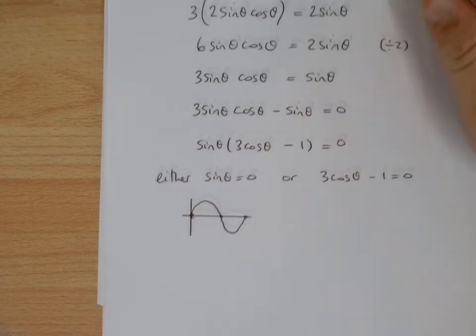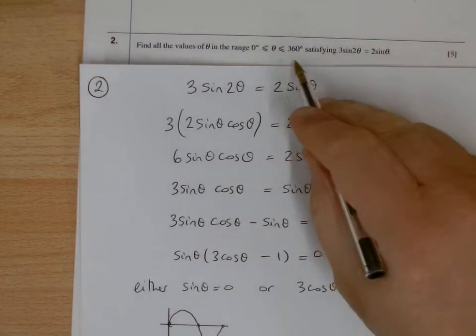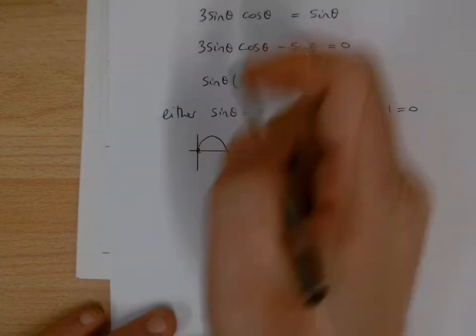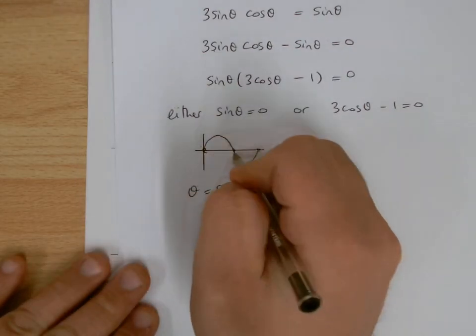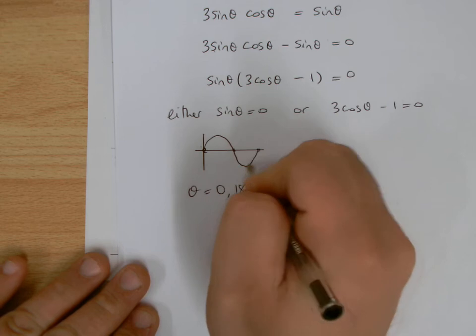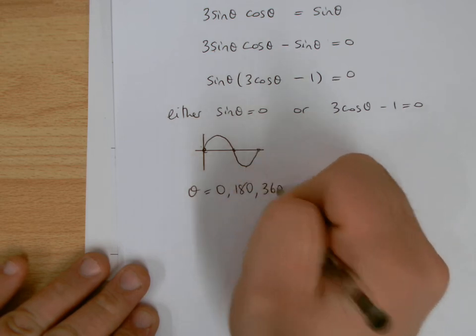So let's just check the range of solutions, between 0 and 360. So we want all of these. So theta will be 0 there. That's 90, that's 180, that's 270, and that's 360. So you've got 3 results there.